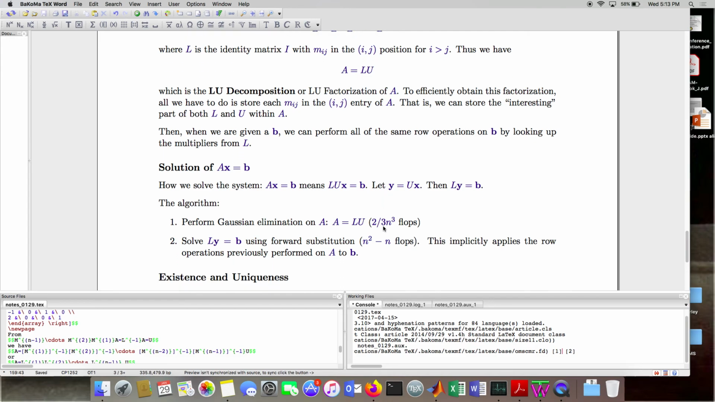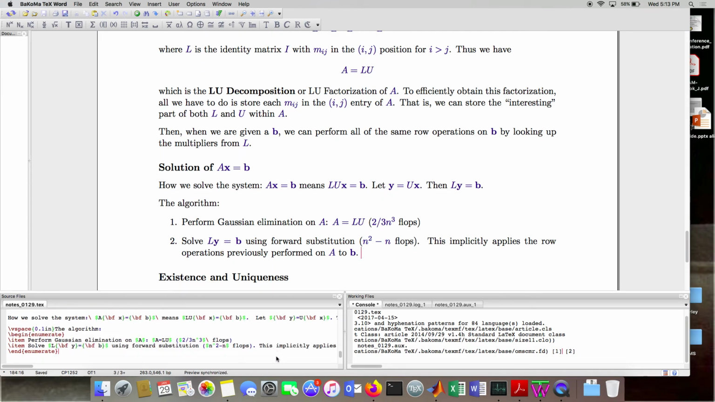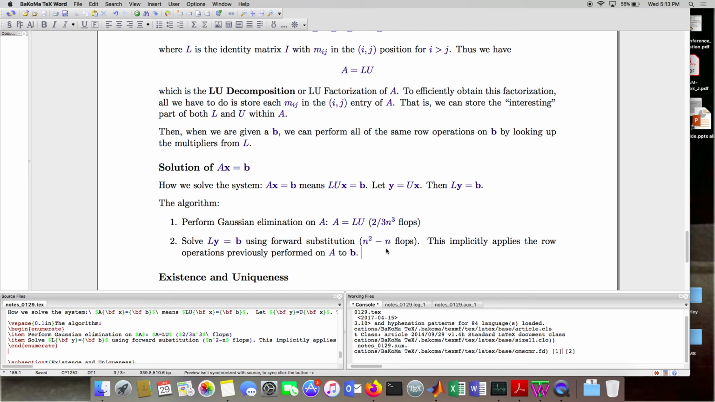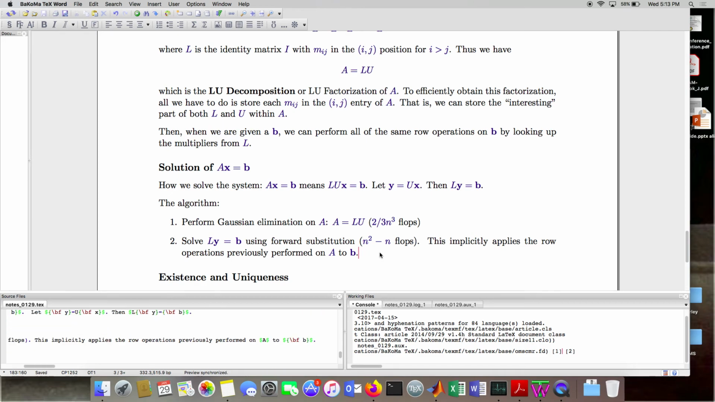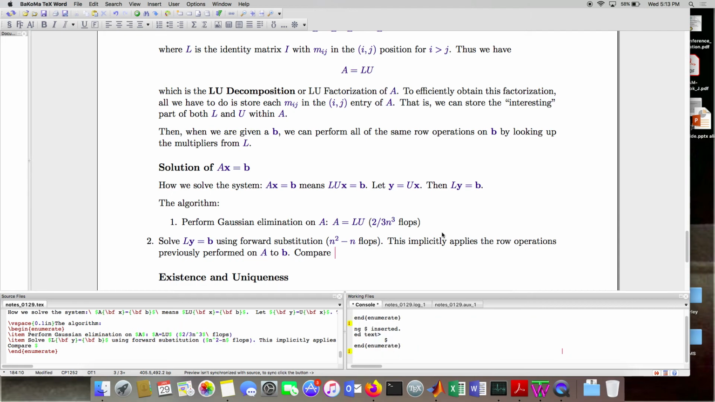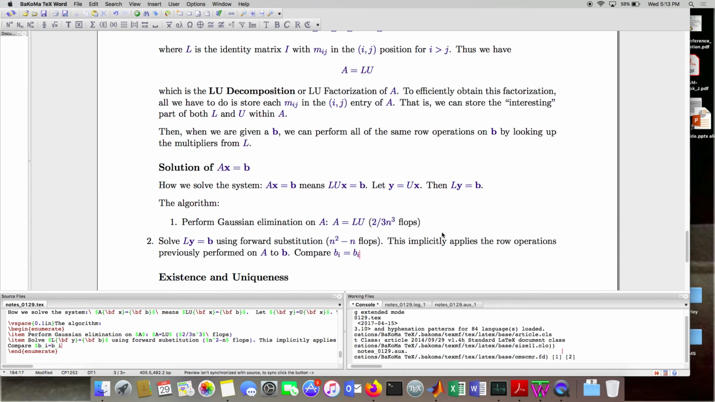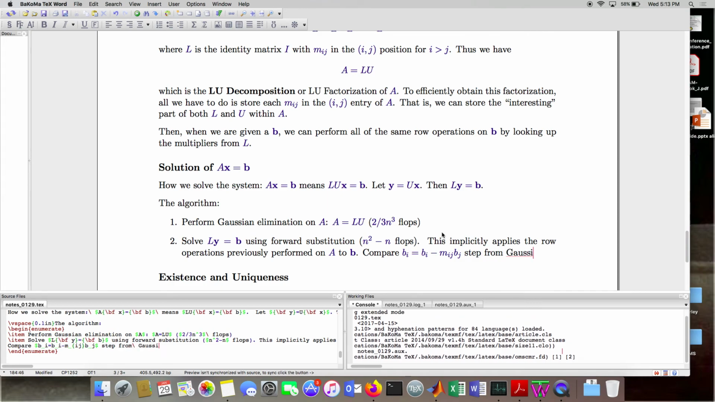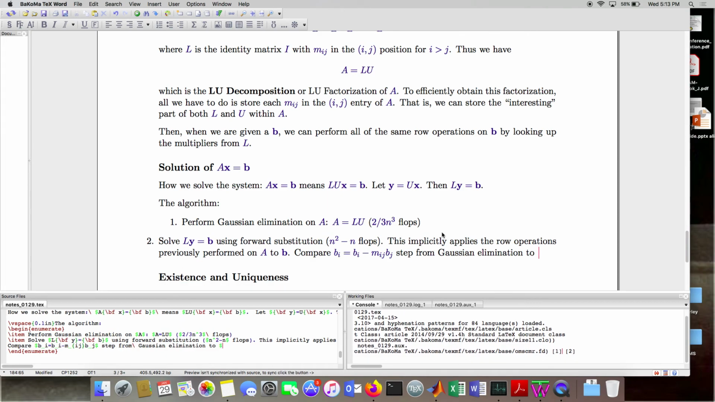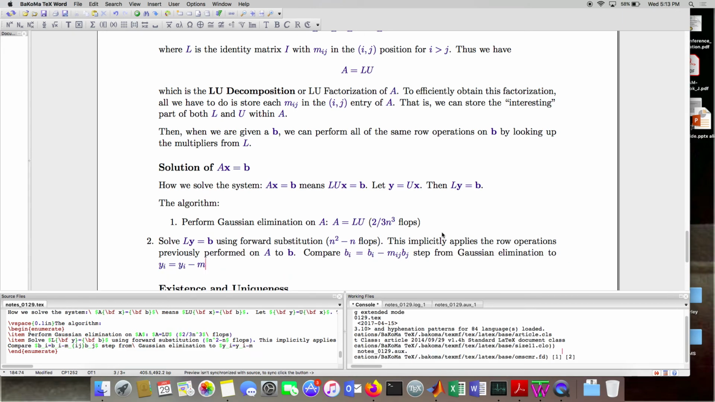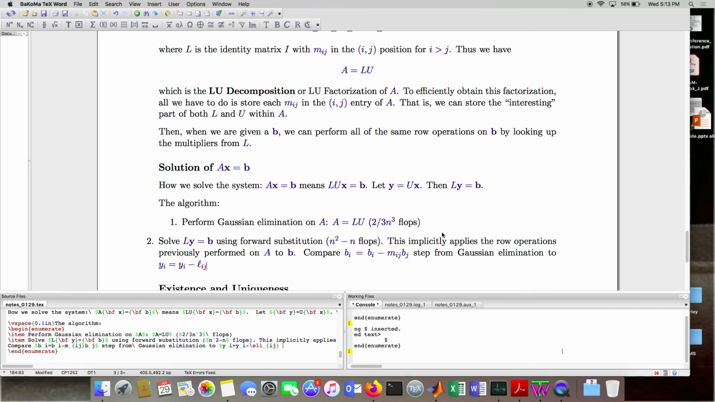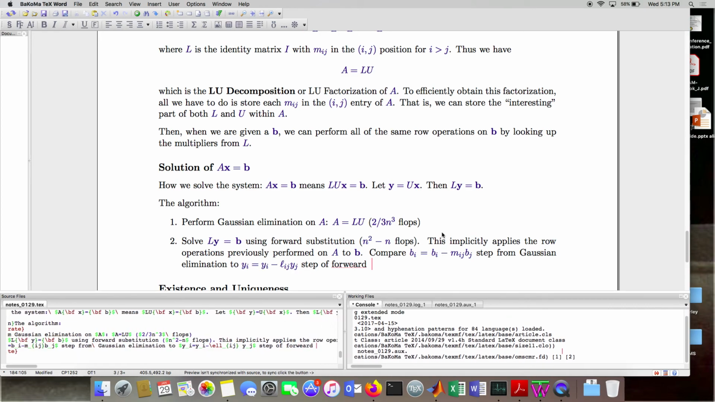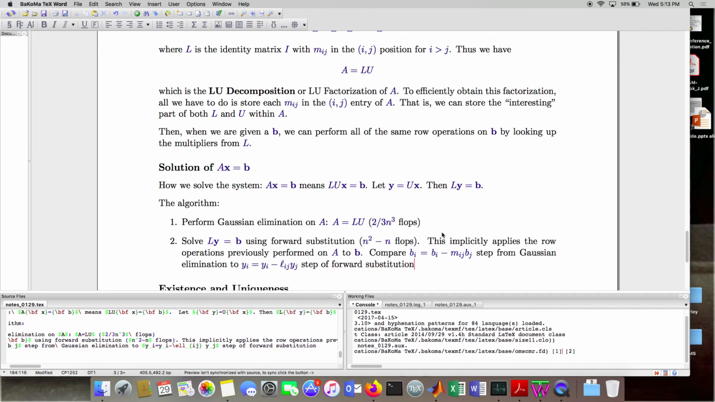Like I said, it implicitly applies these row operations to B. So compare the step b_i equals b_i minus m_ij b_j from Gaussian elimination to the step y_i equals y_i minus L_ij y_j of forward substitution. It really is the same thing.